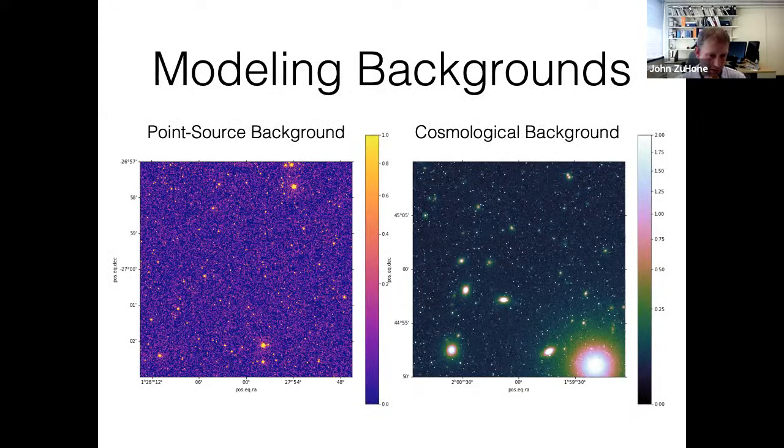SOXS also provides a couple of tools for modeling backgrounds. So there is a point source background modeler. You can see an example of that on the left. There's a simulated Lynx image. Point source background where we draw sources from a log N, log S distribution. And then there's a cosmological background where we have essentially a halo catalog drawn from a cosmological simulation, and then based on scaling relations between various quantities, we assign X-ray emission to these halos. And we're looking to improve these models in the future, but you can already see the availability we have there right now.